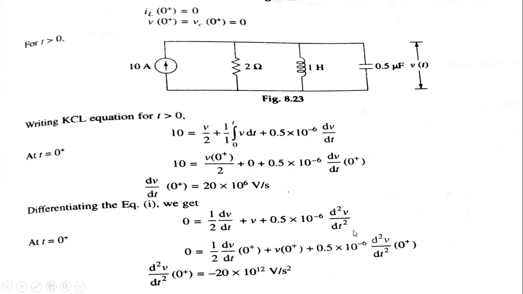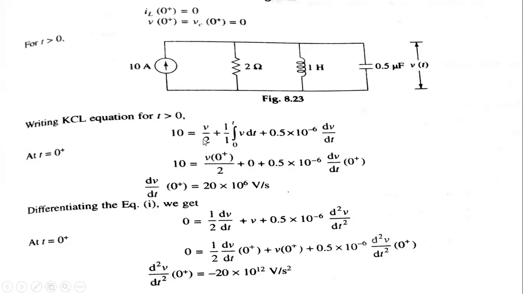Differentiating equation number 1, what you will get is 0 for the first term, so 1/2 dv/dt plus v as it is, plus 0.5 × 10⁻⁶ times d²v/dt². Just mention here equation number 1.